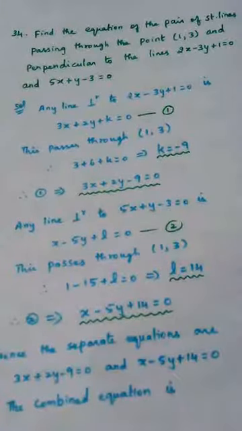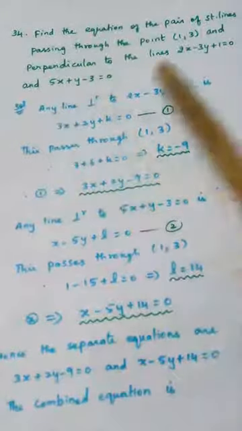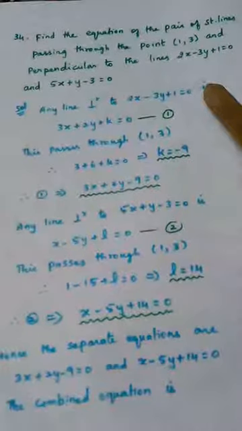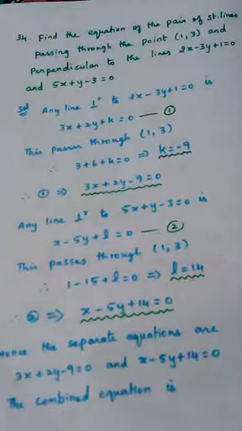So first what we are going to do is, any line which is perpendicular to this straight line, any line perpendicular to 2x minus 3y plus 1 equal to 0 is given by, even in the previous class we have discussed about this, how to write a perpendicular line equation. Three procedures. What are they?